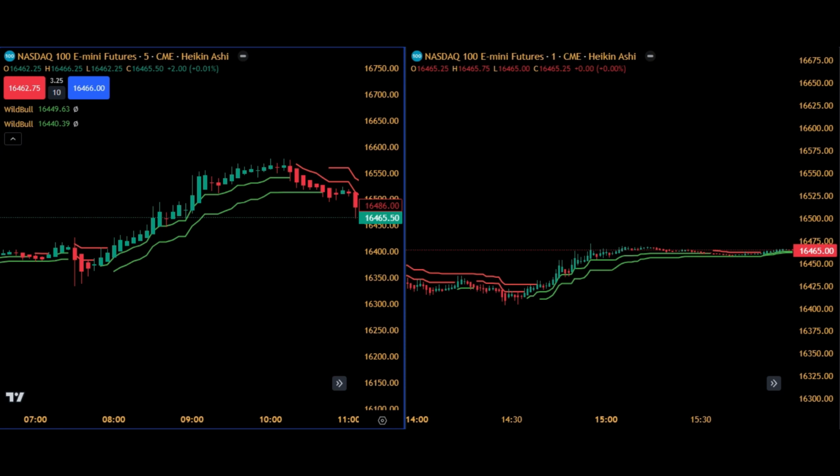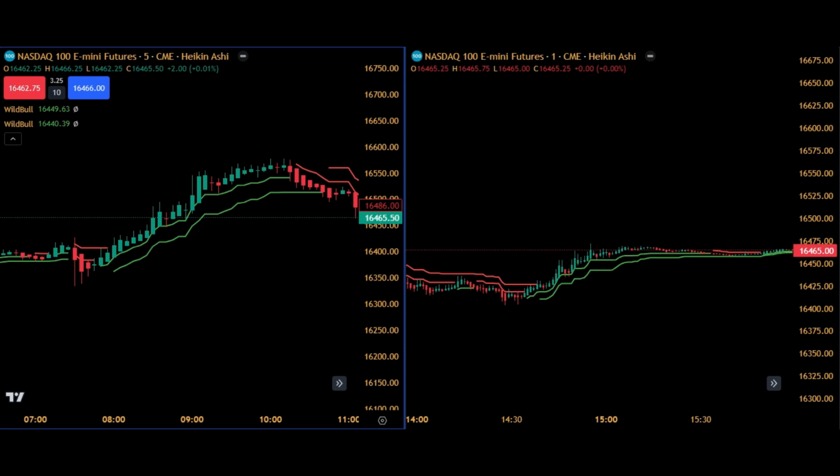Now before we dive into the trade details, let's talk about trend trading. It's all about identifying and riding the momentum of a stock's direction. By mastering this art, you can maximize your profits while minimizing risk.